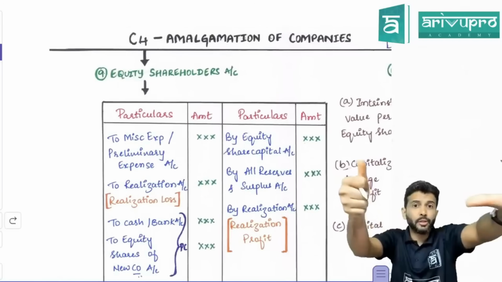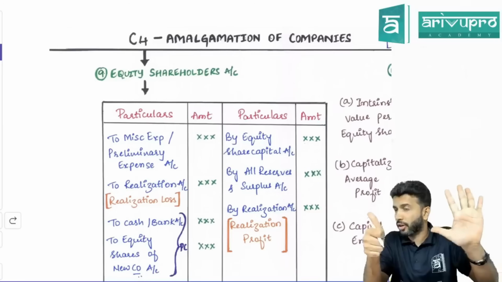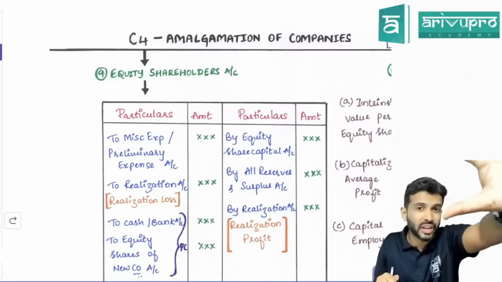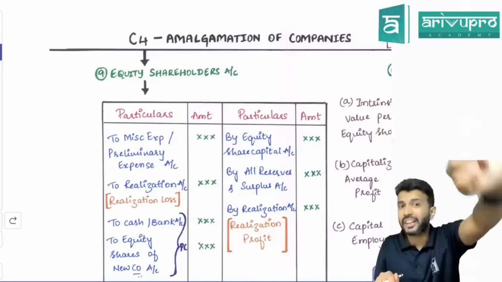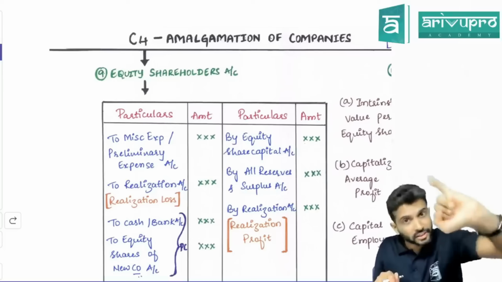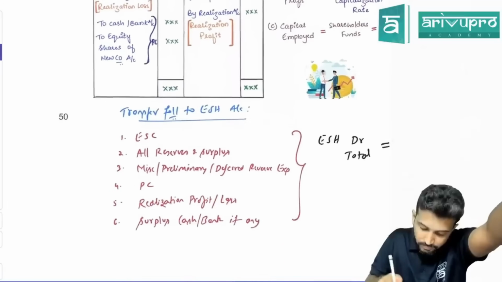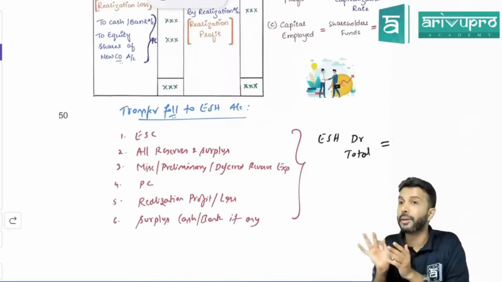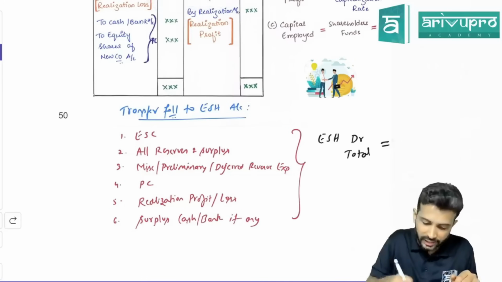As a checkpoint, I have given you 6 components in class. Do you remember? Six components will be transferred to the equity shareholders account. One is equity share capital, all the reserves and surplus, preliminary expenses, deferred revenue expenditure or miscellaneous expenditure if any, realization profit or loss if any, PC if any, surplus cash if any. You can keep it as a checkpoint if you are big on memory. Some people are big on memory; they want to remember like this and test it. If you are like that, I've given you 6 points.